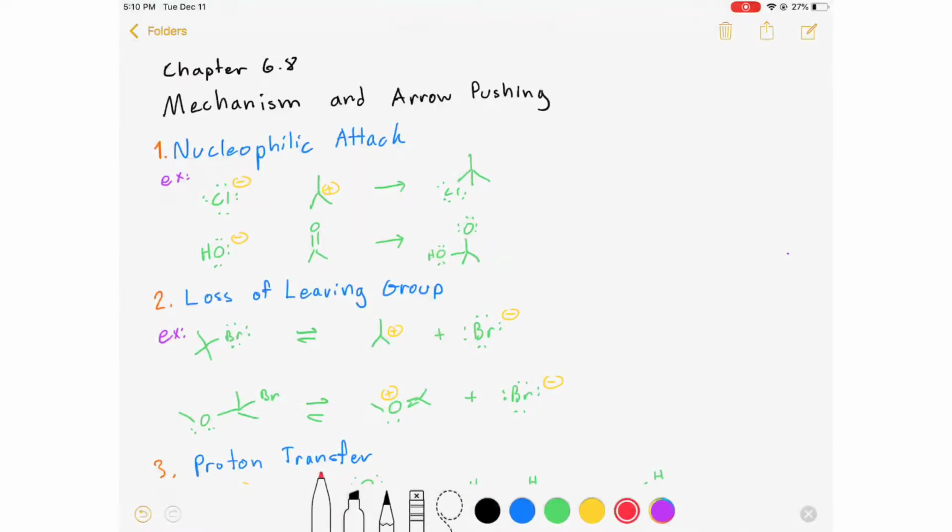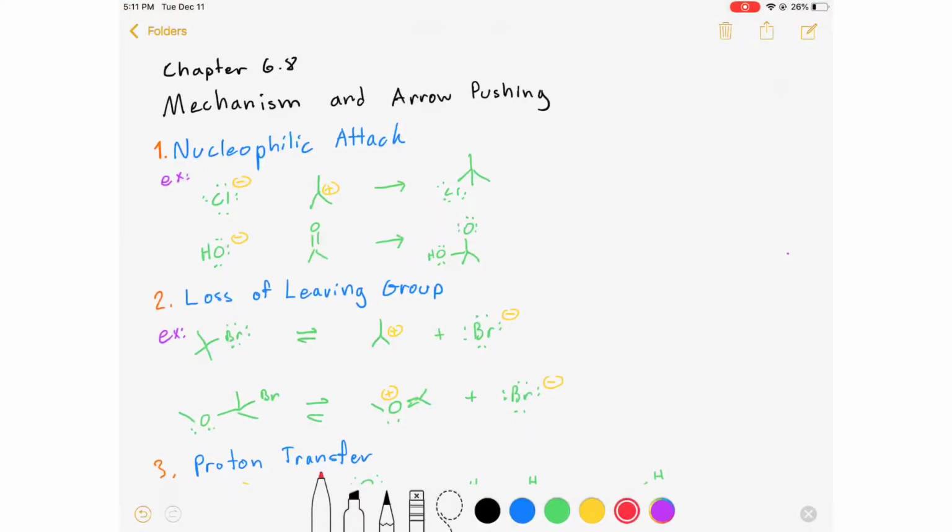Hello everyone, my name is Sunny and I will be talking about mechanisms and arrow pushing. There are four patterns of arrow pushing: the nucleophilic attack, loss of leaving group, proton transfer, and carbocation rearrangement.